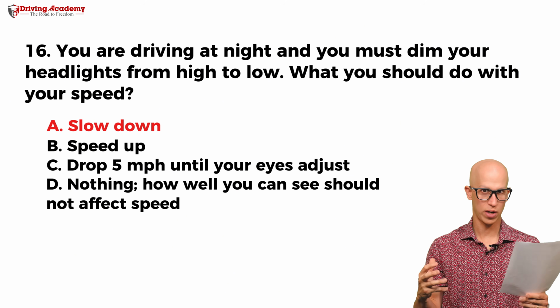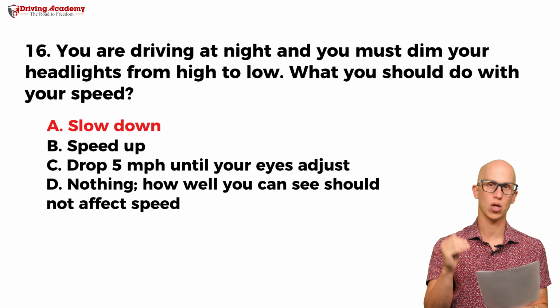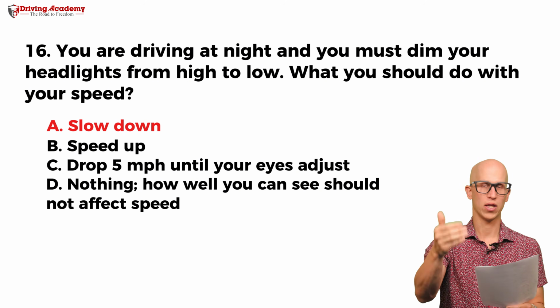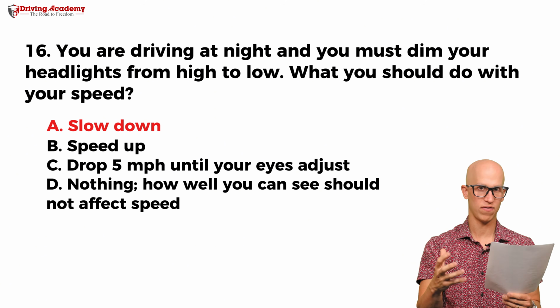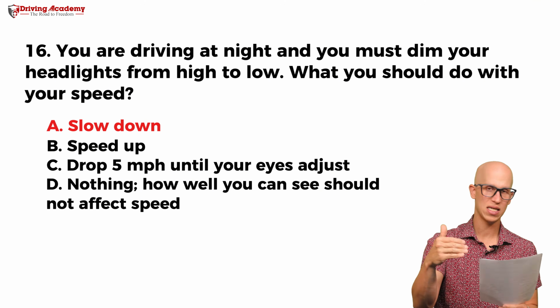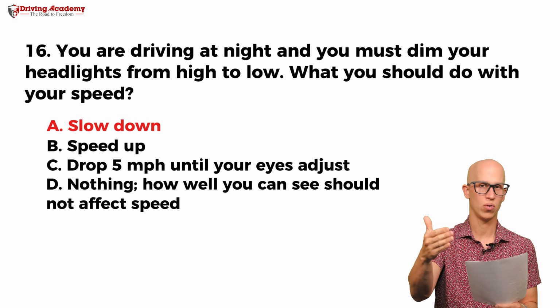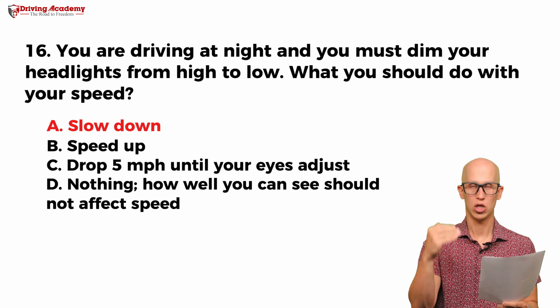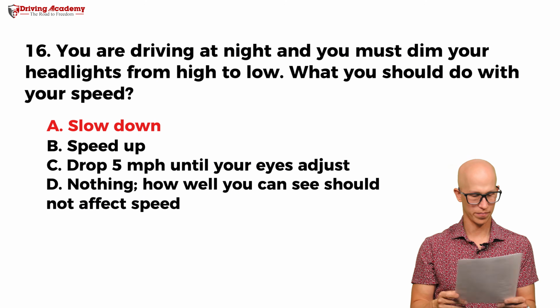Now, why is that the correct answer? If you're going from high beams to low beams, that means you get to see less of the road in front of you. And the whole idea of actually driving safe is to make sure that you're able to stop in a safe distance. So if you can't see far enough away from you, you want to be able to slow down the vehicle so in case you do have to stop in an emergency case, you can stop very, very easily. All right, next question.